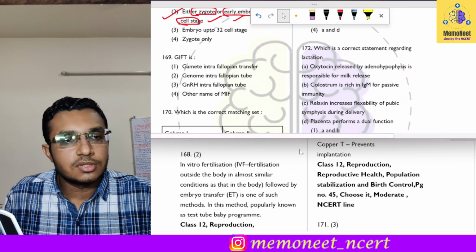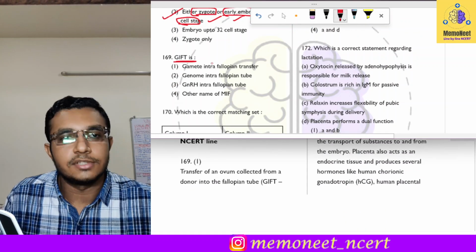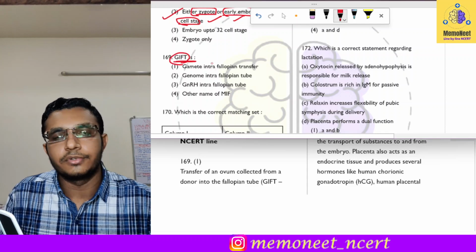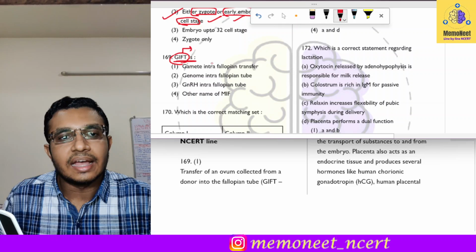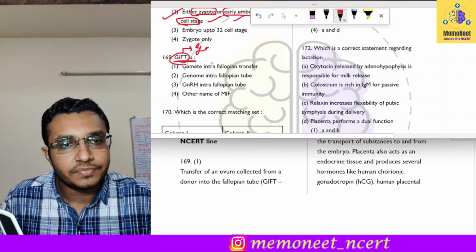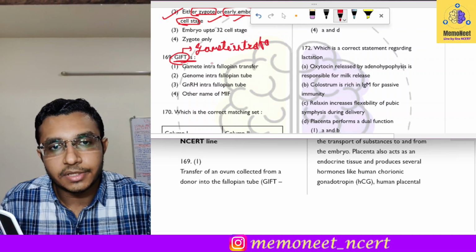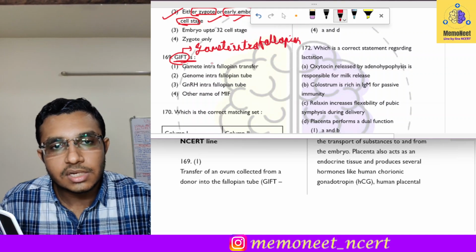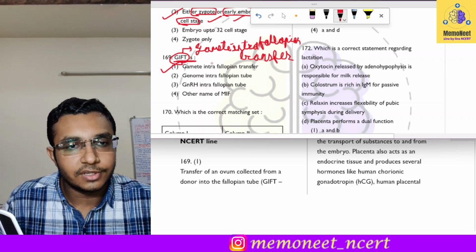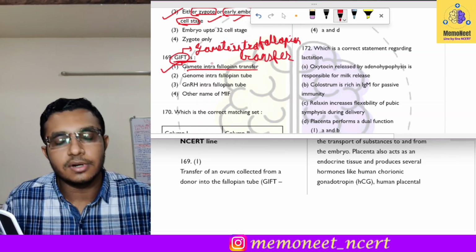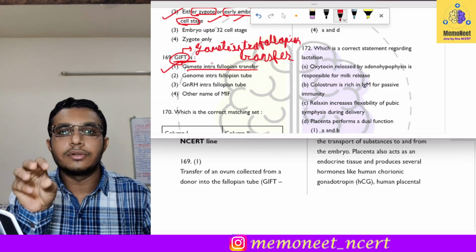The next question is question number 169. It states that GIFT is what? So we have to find the full form of GIFT. GIFT is an assisted reproductive technology and its full form is gamete intrafallopian transfer, in which the single ova is taken and it is transferred into the fallopian tube.